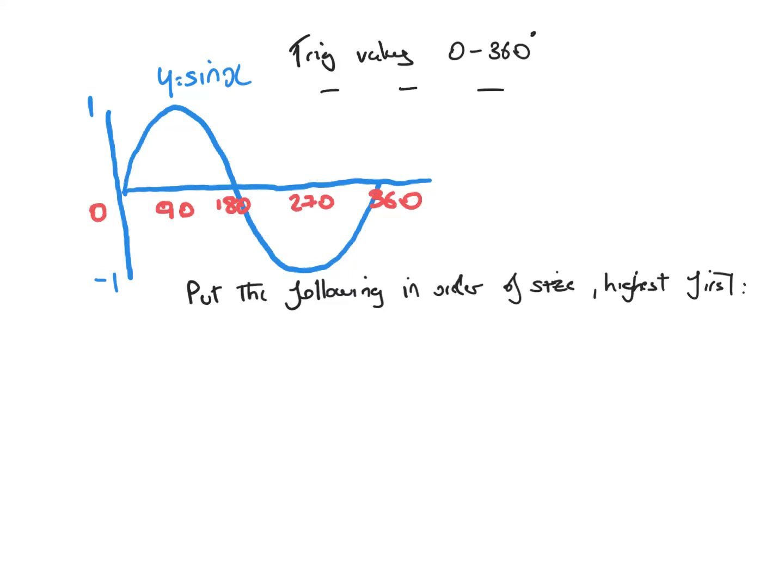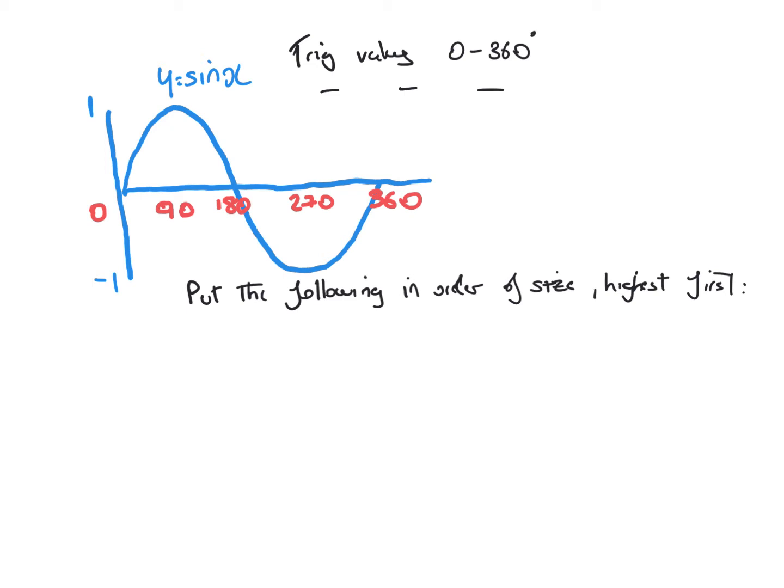Okay, we're going to be looking at a lesson which is trig values between 0 and 360. First thing to take down is the curve of y equals sine x. That's that kind of snake-shaped curve. It goes up to 1 down to -1. You'll see along the x-axis we've got 0, 90, 180, 270 and 360.